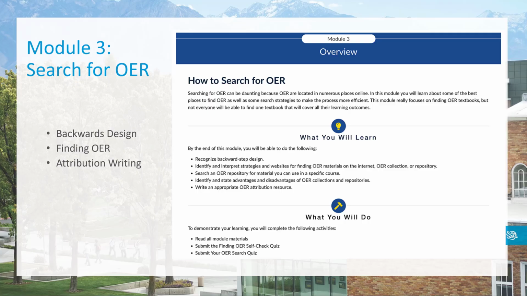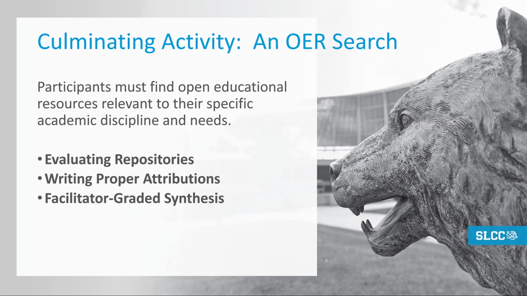materials. Module 3 focuses on practical application, including backwards design to structure courses starting from desired learning outcomes, helping participants learn how to search and locate OER resources efficiently, and teaches how to write correct attributions for OER to respect intellectual property rights. The final assessment requires participants to search for OER materials relevant to their discipline, evaluate repositories, and write proper attributions. This activity is facilitator graded and designed to synthesize learning.